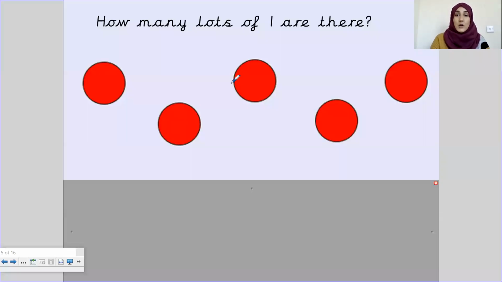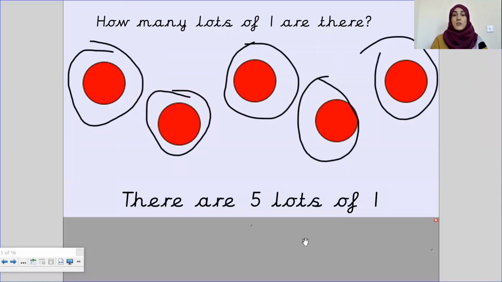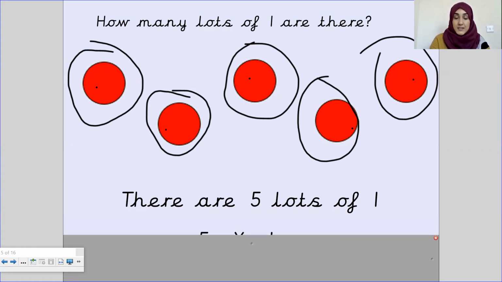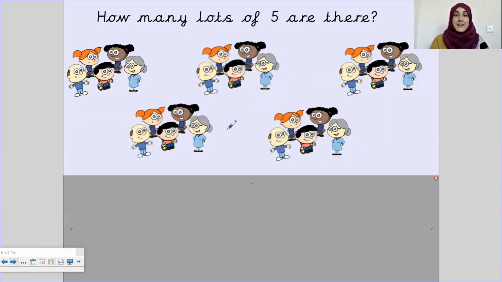Okie dokie, how many lots of 1 are there? So I need to count the groups. So that's 1 group, 2, 3, 4, 5. So there are 5 lots of 1. In each group, there is 1 red dot. So the multiplication sentence that I would write is 5, because there are 5 lots or groups of 1, equals 5. Well done.